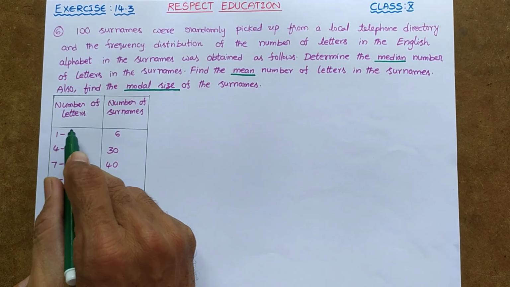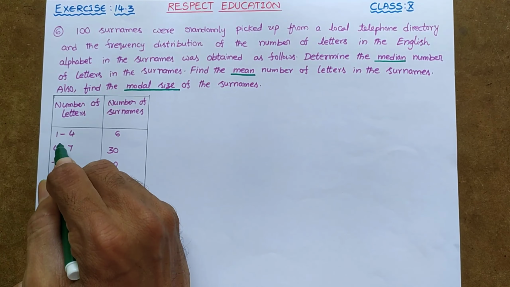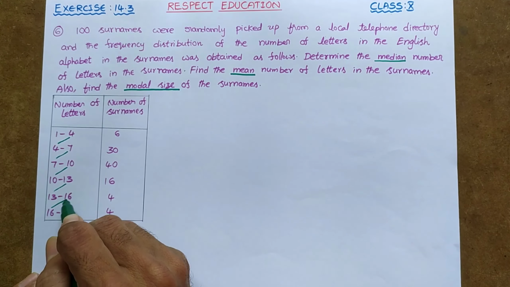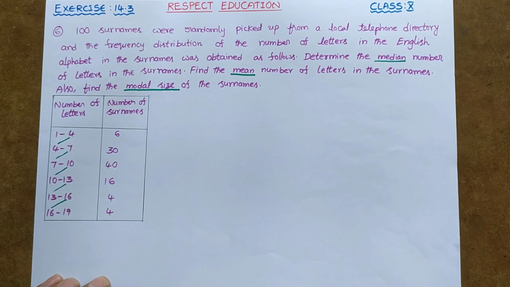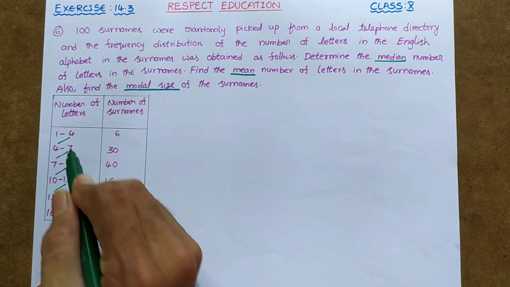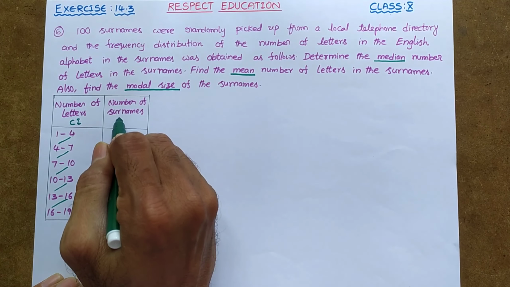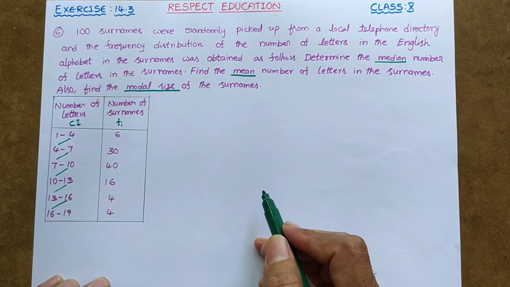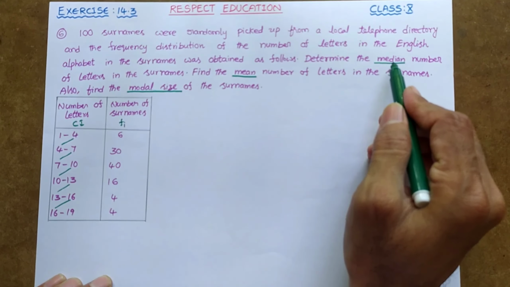So here you observe this is the given class interval in which 1 to 4, 4 to 7, 7 to 10. So here since these values are equal, it indicates that the class intervals are continuous. So it is a continuous class interval. Next, we can take this as Ci, and the given number of surnames we can take it as Fi, that is frequency, right? Now here we are asked to find the median.